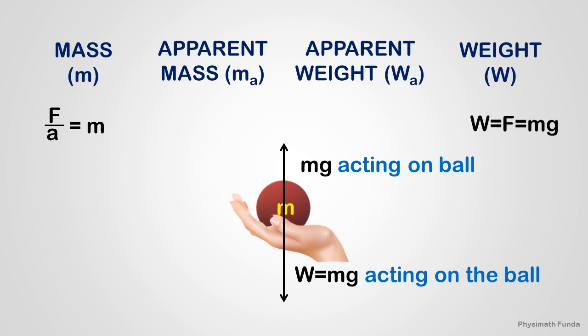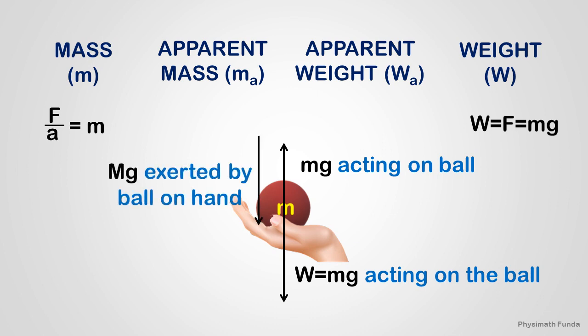Since your hand is exerting a force on the ball, then according to Newton's law, the ball exerts an equal and opposite reaction force on your hand. So this force is what you feel as the weight of the body, and it is called the apparent weight. And definitely apparent weight upon g gives the apparent mass. So in this case, as you have already seen, the apparent weight and weight are the same. But are they the same every time?